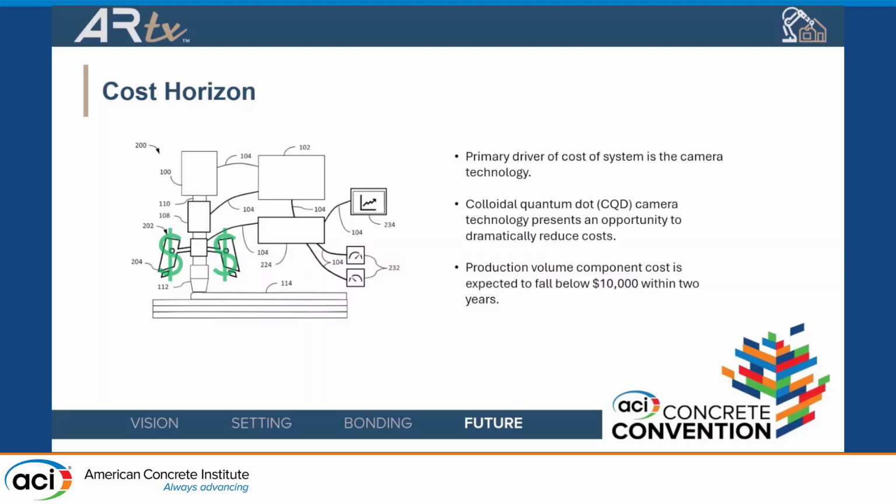So with the cost horizon of those CQD cameras, we think that a component cost for a system like this could drop below $10,000. If you know what a commercial printer costs, this is just a couple % of a commercial printer. And if you've ever been involved in a job site quality issue that had to be torn out and reconstructed, this costs a lot less than that too.